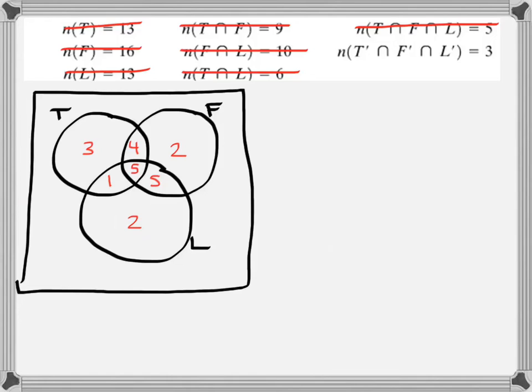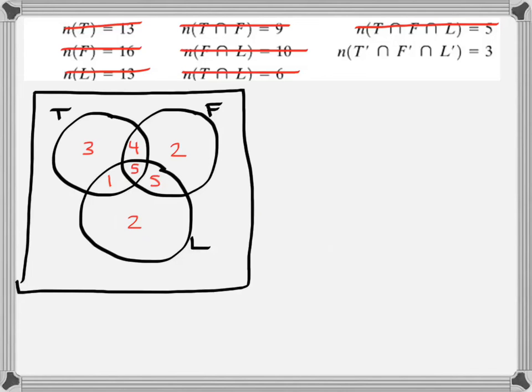Okay, so let's just take a look at this. We put a 3 in the remaining region of T. Let's just make sure that all of the numbers inside of T add up to 13. So we have 3 plus 4 plus 5 plus 1. That gives me a grand total of 13. It's never a bad idea to check your work as you go.